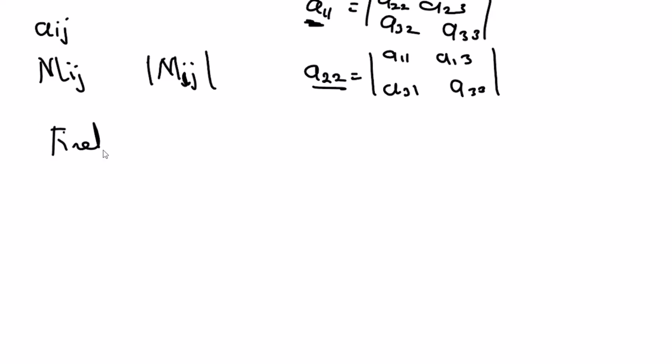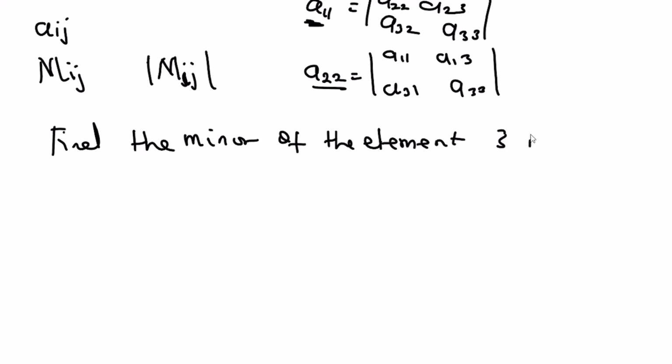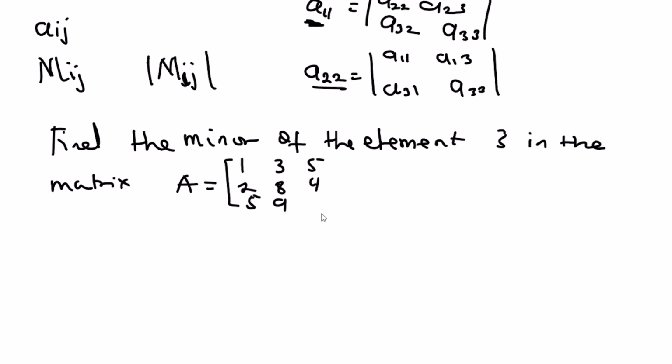Find the minor of the element 3 in the matrix. The matrix A, which is equal to 1, 3, 5, 2, 8, 9, 5, 9, 4.